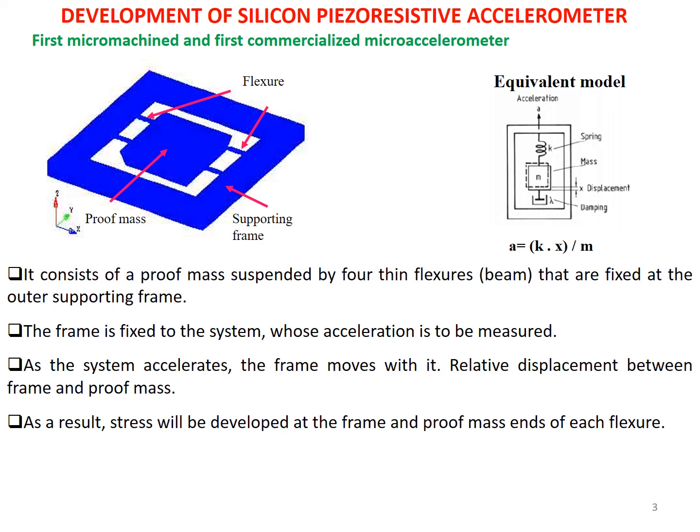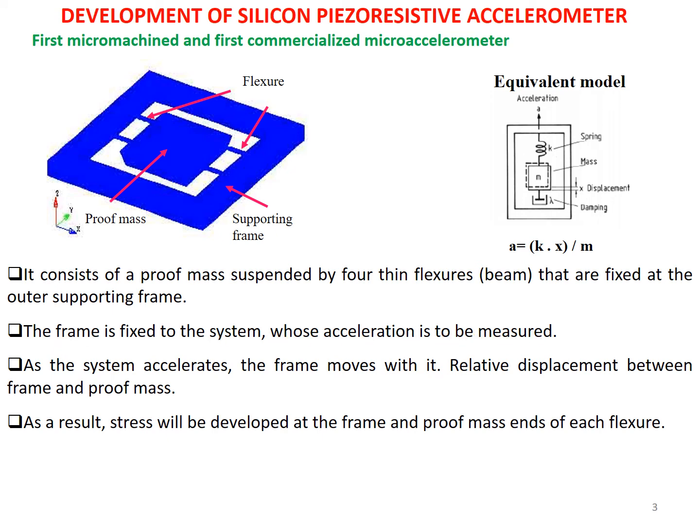Now let us look at this particular design. So what does it consist of? It consists of a proof mass, as we said, in the middle portion, suspended by four thin flexors or beams, or springs basically, right, which are fixed at the outer supporting frame, because it has to get some sort of support, right, and these are the supporting frames. Okay, now the frame is fixed to the system whose acceleration is to be measured.